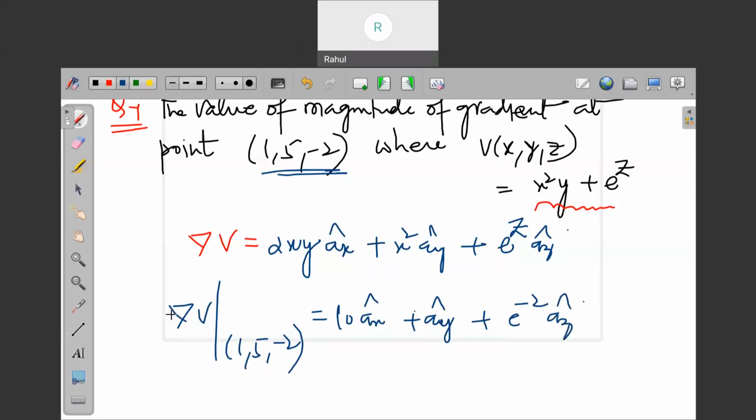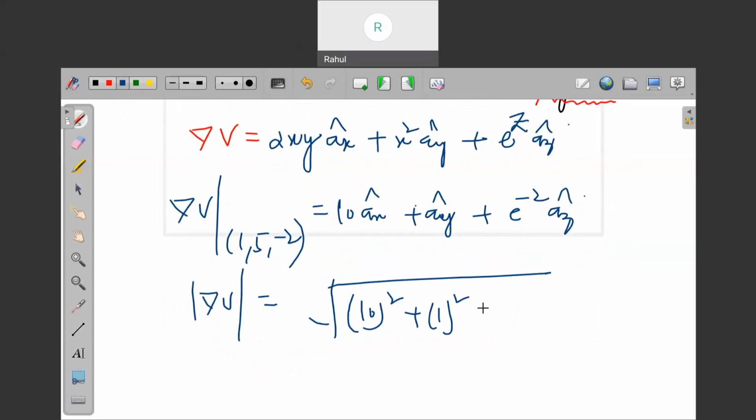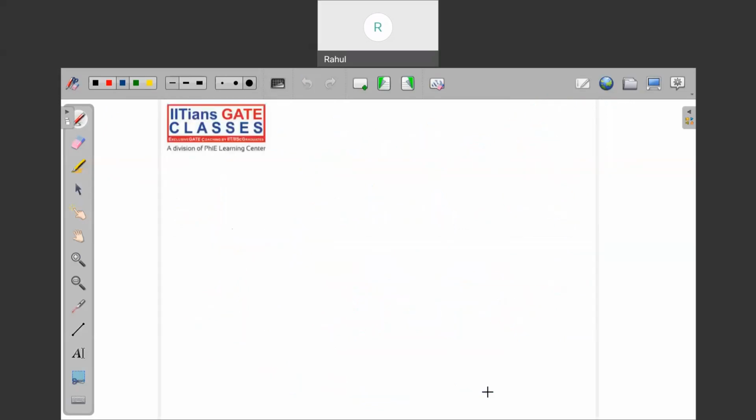Now you have to find the magnitude of this. The magnitude of the gradient of v will be under root 10 square plus 1 square plus e raised to power minus 2 whole square. If you compute this, you'll get 10.05, and this is your answer. I hope this is clear. If you know the concept, you can solve the question.